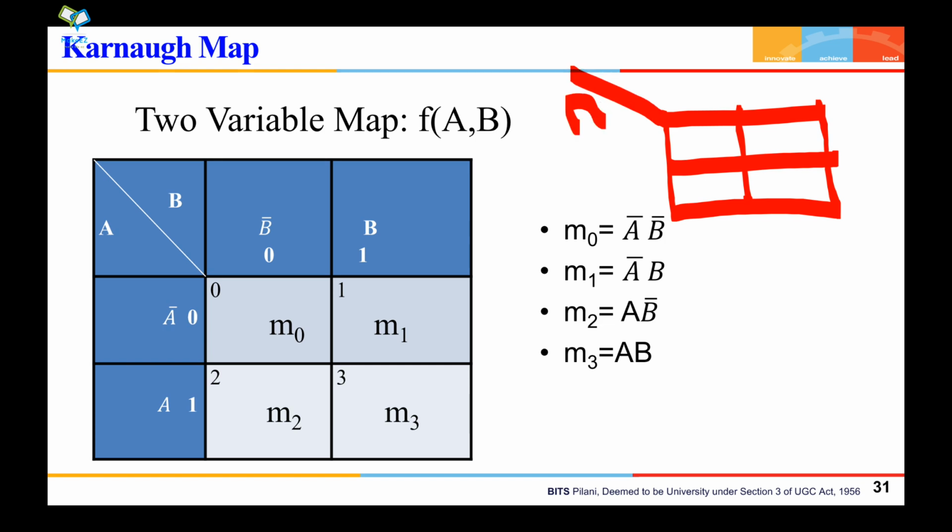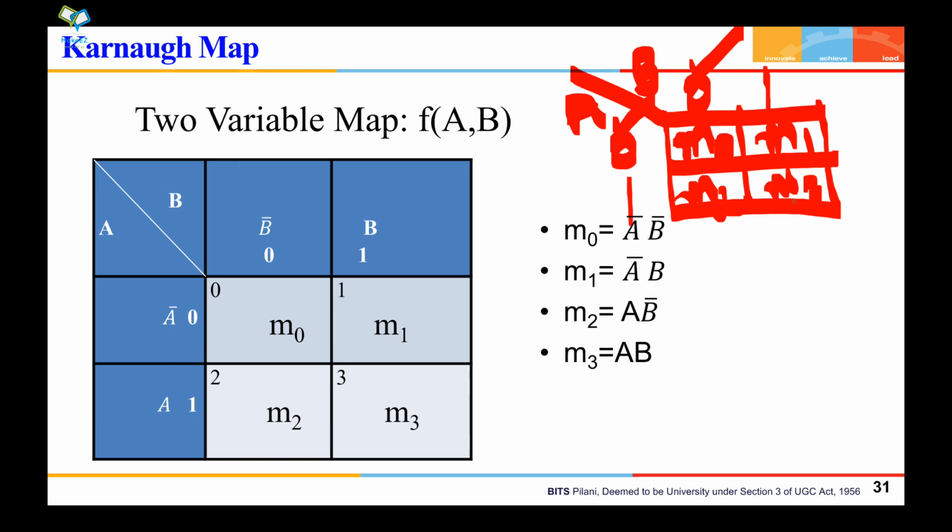So here you have A, B, 0, 1, 0, 1 like this. Right? So 0, 0. See, take this 0, 0. So this is going to be your M0. And 0, 1, this is your M1. And 1, 0, this is your M2. And this is your M3. This is called as two variable Karnaugh map.